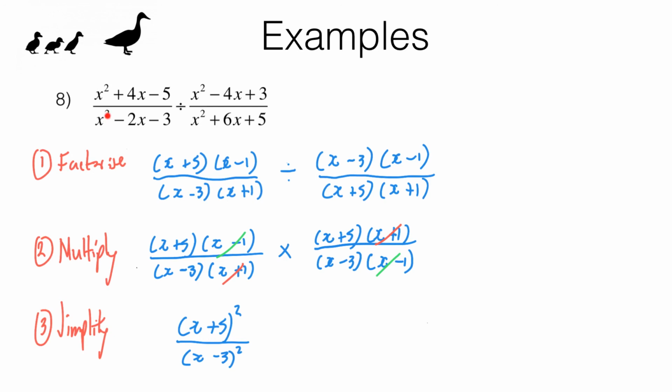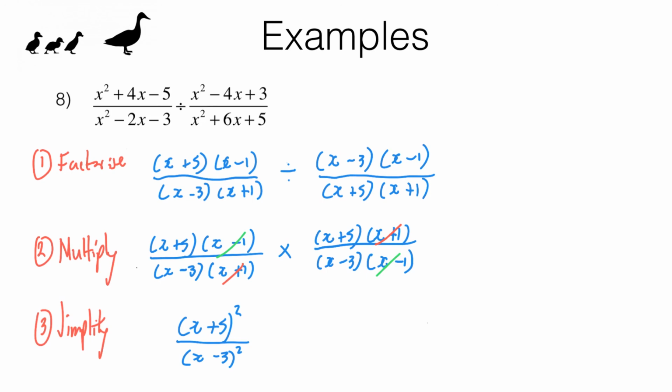I've factorised my denominator here to x minus 3, x plus 1. I've factorised this numerator here to x minus 3, x minus 1. And I've factorised this denominator here to x plus 5, x plus 1. So that's the first step. The next step is to change this divide by sign to a multiply and reciprocate this fraction that we're dividing by. So effectively the denominator becomes the numerator and the numerator becomes the denominator.